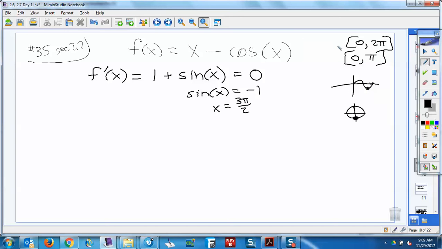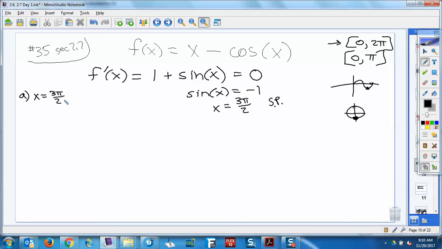So that's it. Remember, because on this part we were just looking at 0 to 2 pi. So there's my stationary point. It didn't talk about local max min, but part A asked if it has any stationary points, yes, and if so, where? So there's our answer to part A. Were there any stationary points? Yes. x equals 3 pi over 2.